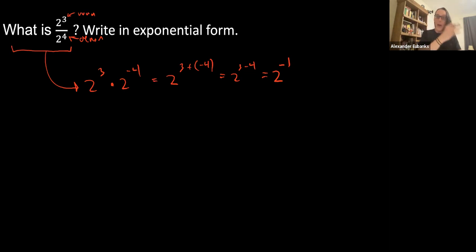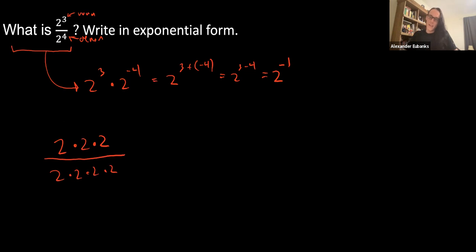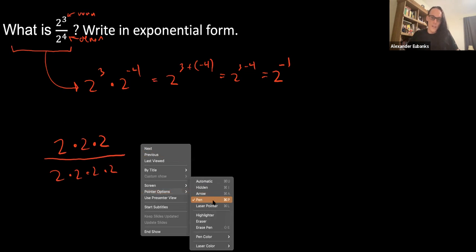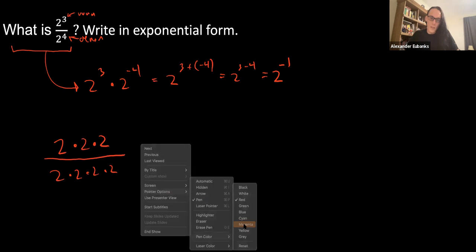Well, go even further back then, right? What did 2 cubed mean? It meant 2, 2, 2, right? And what did 2 to the 4th mean? 2, 2, 2, 2. Agreed? 2 times 2 times 2 times 2, right? And so at this level, I should switch colors, I guess. At this level, let's go magenta.